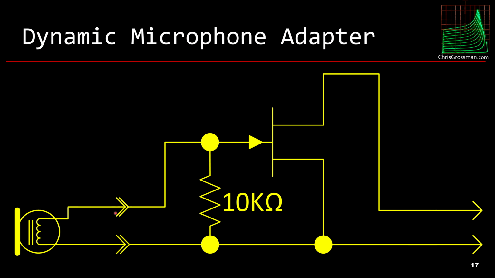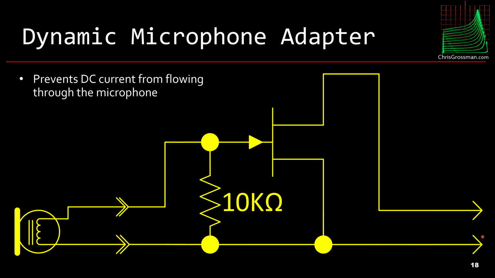I'm going to take the dynamic microphone, go into the FET. This will be a jack where the microphone plugs in. I've got a 10k resistor here to keep the input of this at 0 volts even when the microphone is unplugged. And this 10k is higher than the 3k minimum they recommend. Then the drain of the FET goes to the output plug, and that will plug into the Filmmaker. So this circuit prevents DC current from flowing through the microphone. The DC current from the Filmmaker just flows through the FET, just like it does with the electret microphone.